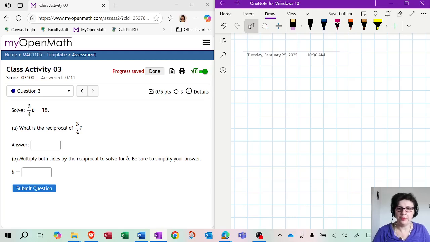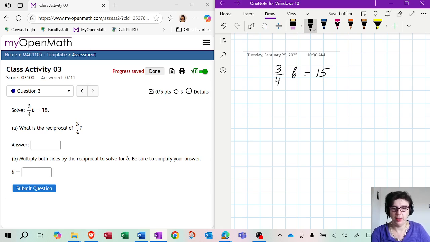Hello guys, in this video we are going to solve a linear equation that has a fraction. So here we got 3/4 b equals 15. Now, the first thing you're going to do is think about this. Okay, I want to isolate the variable b. So it should be by itself and everything else should be moved to the other side.